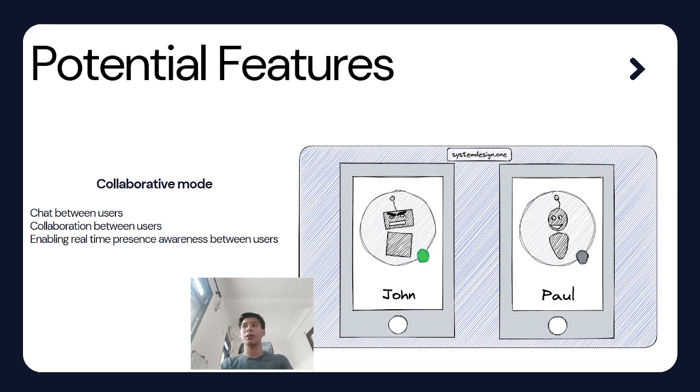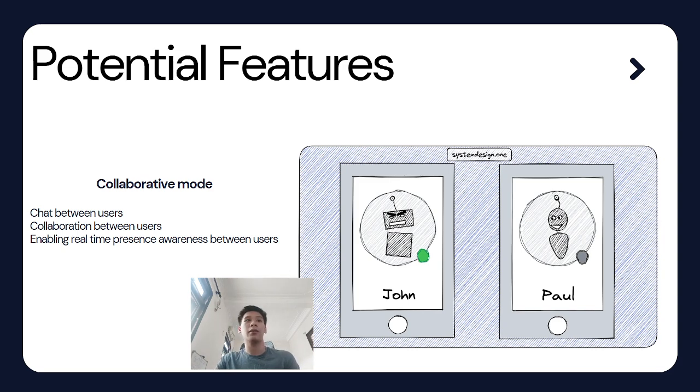And by doing so, we need to have a core service. And I'm going to introduce one of them, which is a real-time presence awareness between users. You can understand it as the online and offline status. It seems very simple, but it's the core foundation for any collaborative features if you want to implement them in the future.